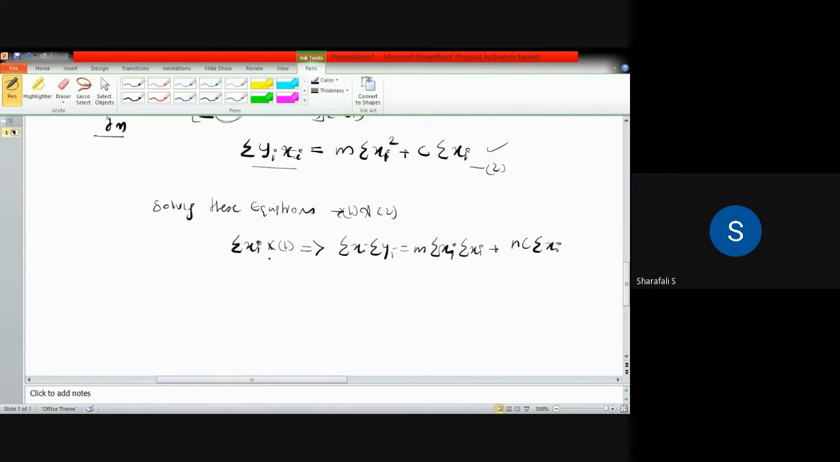Similarly, multiply n with equation 2. That will give you n times sigma xi yi, which is equal to mn times sigma xi square plus nc times sigma xi.